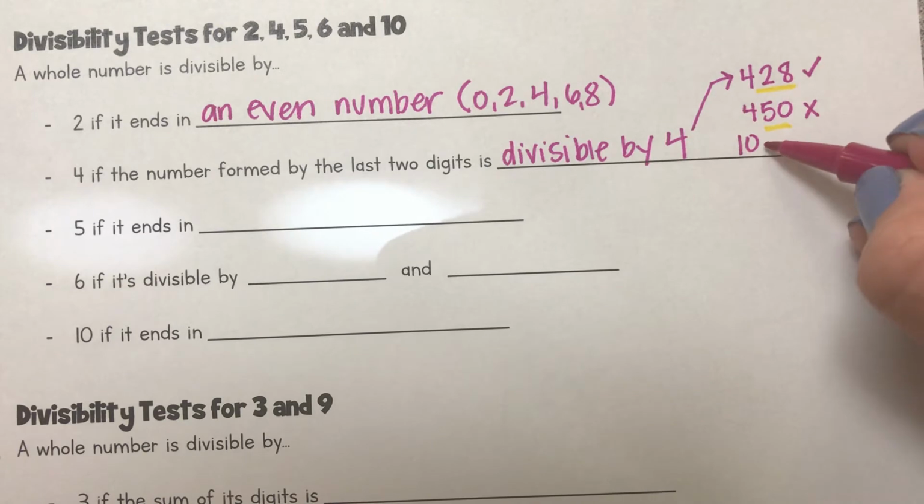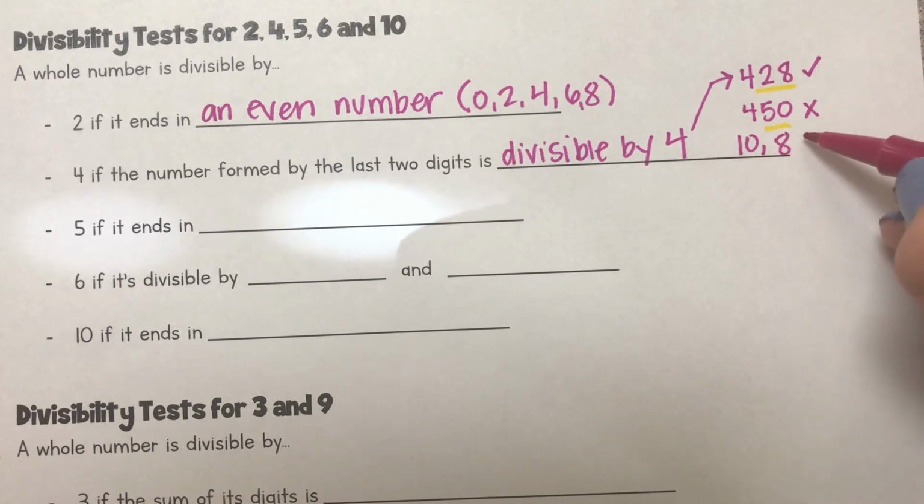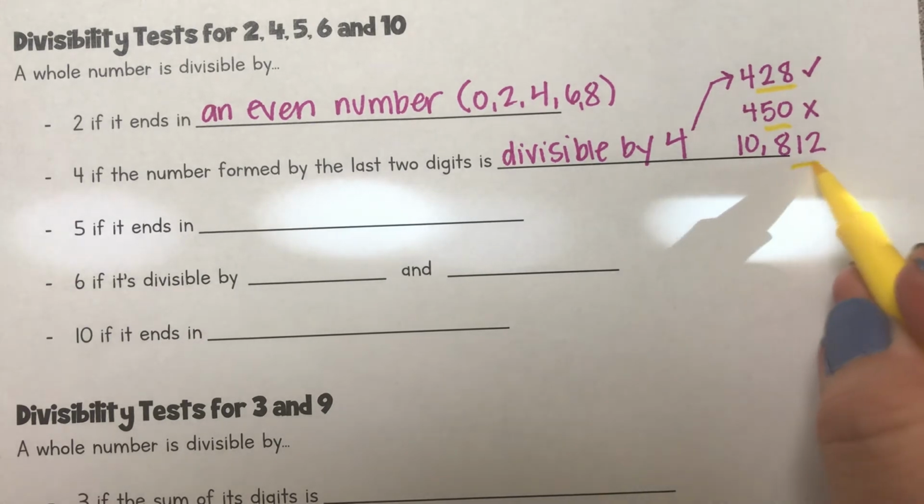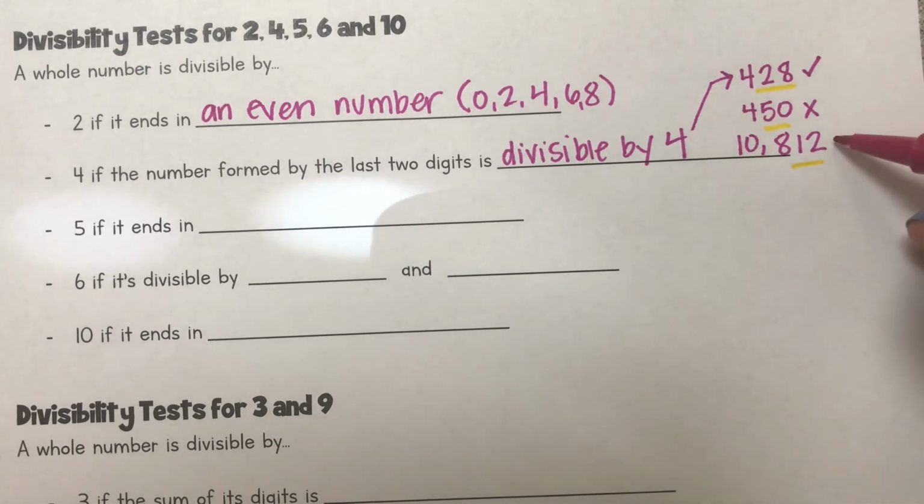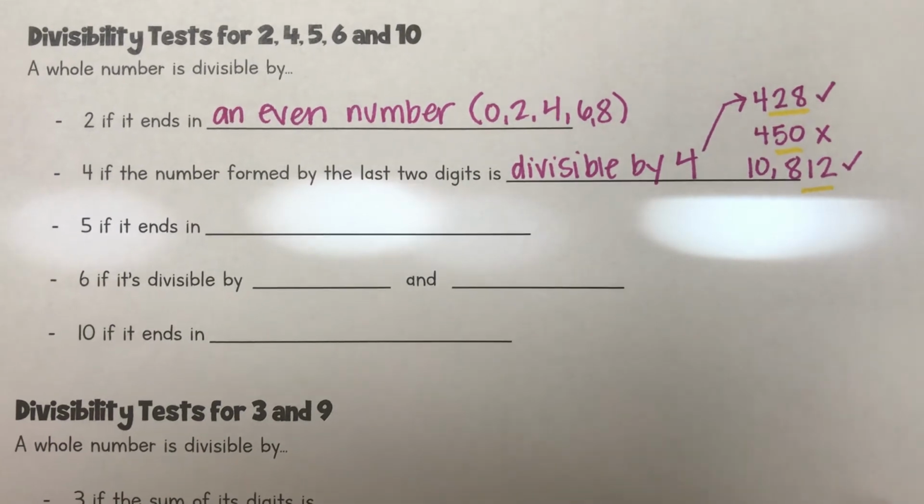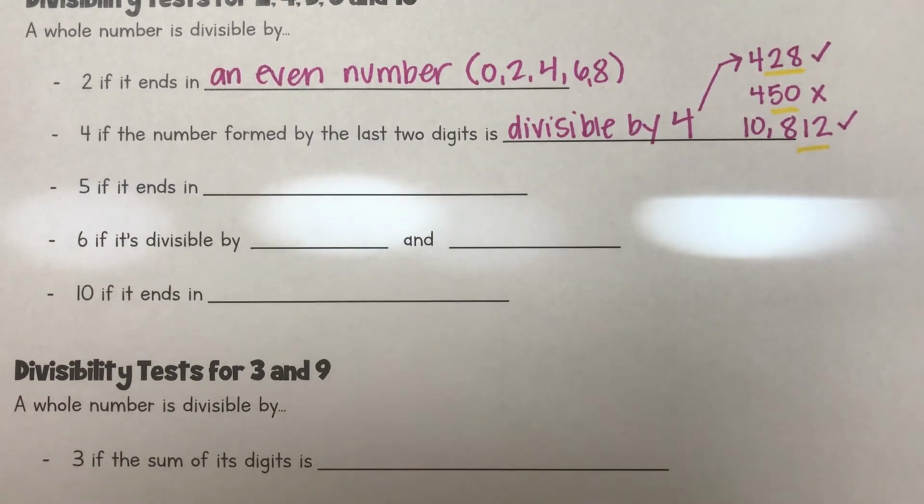It can even be really large numbers. It could be like 10,812. Is 12 divisible by 4? Yes, so that 10,812 would be divisible by 4. So you have to know your 4's times tables pretty well.